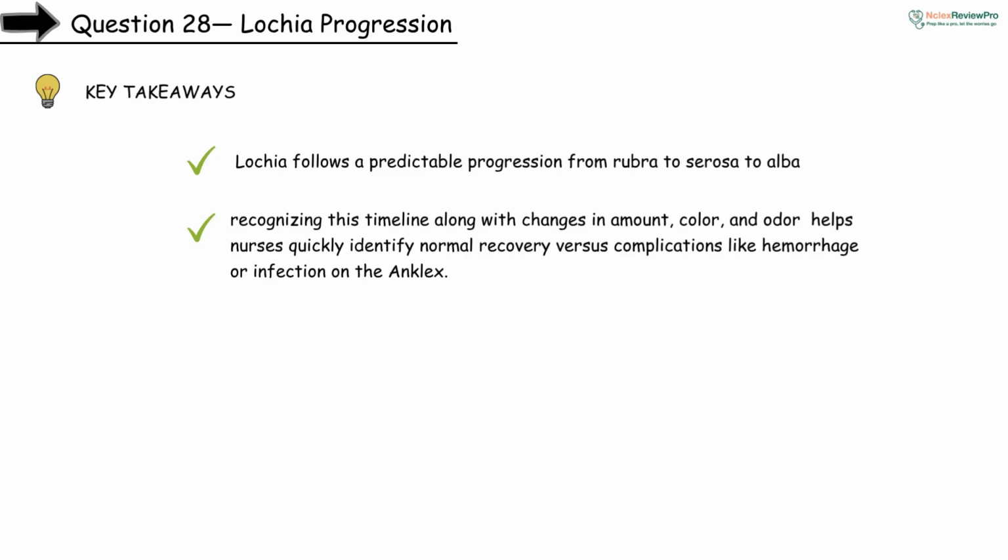So the key takeaway here is this. Lochia follows a predictable progression from rubra to serosa to alba, and recognizing this timeline along with changes in amount, color, and odor helps nurses quickly identify normal recovery versus complications like hemorrhage or infection on the NCLEX. Now let's continue building on postpartum assessment and care.